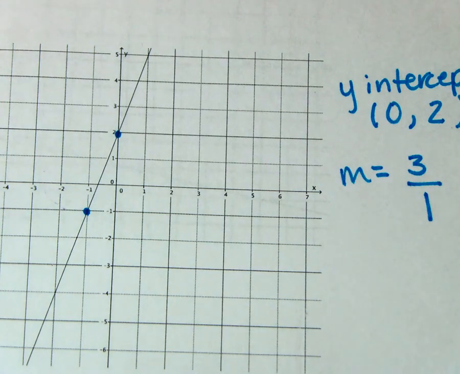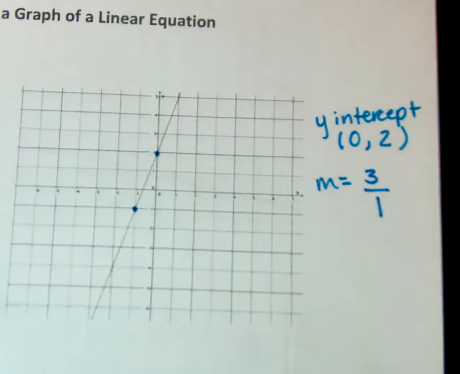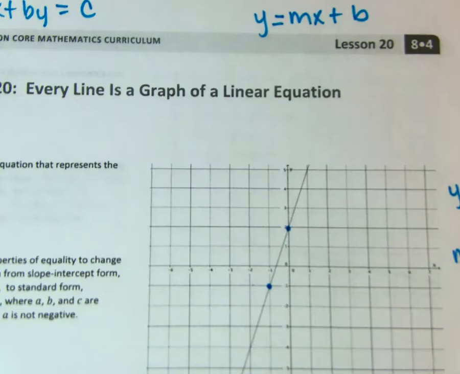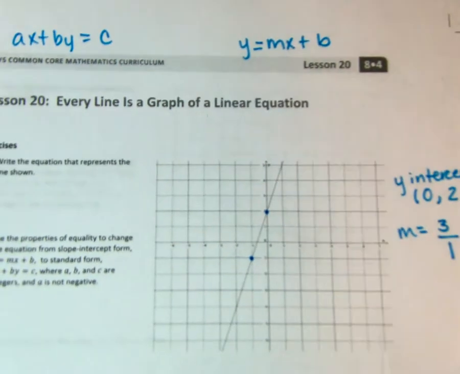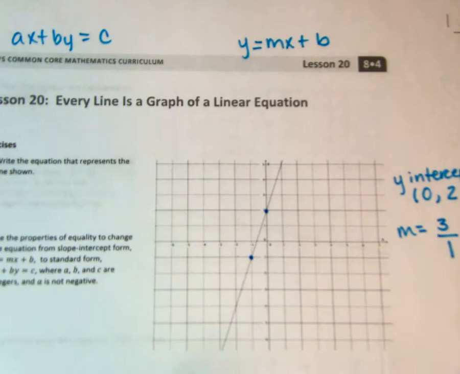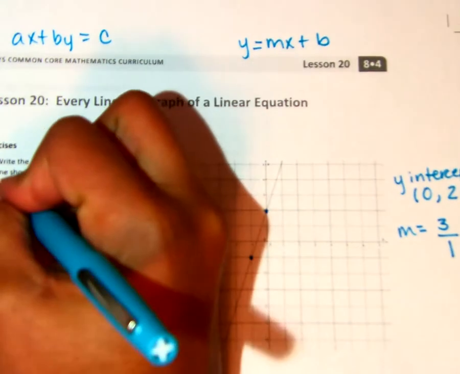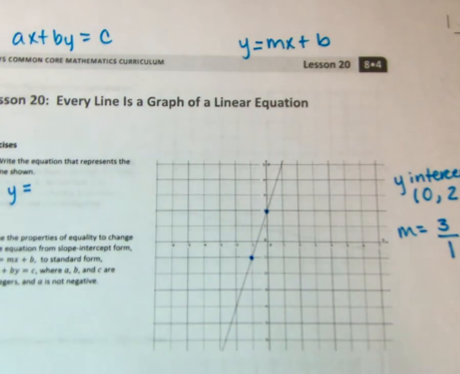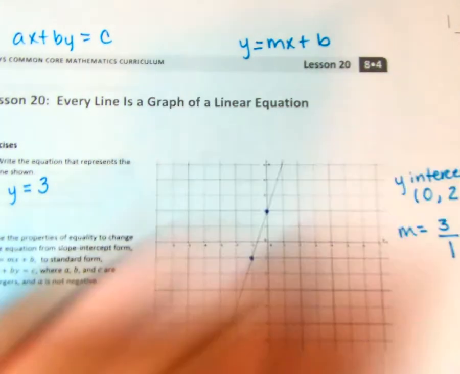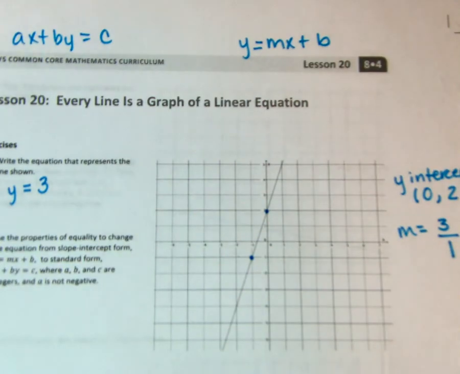Now, how can I use this information to create my equation for my line? Well, I know that in slope-intercept form, y equals is standard. I know that m represents my slope, so I'm going to substitute the variable m with the number 3.